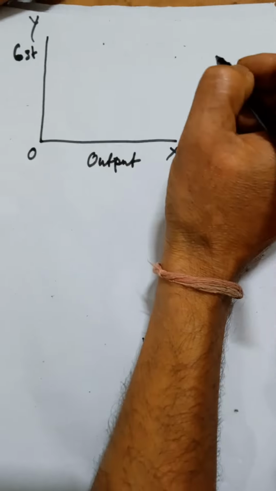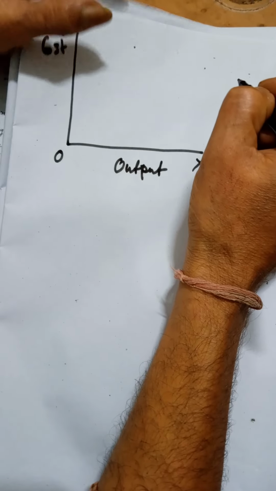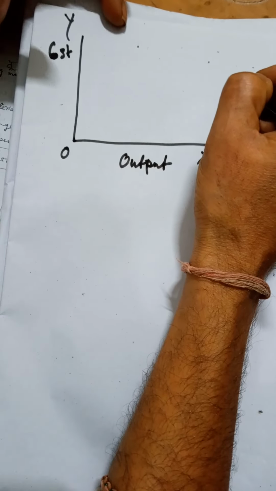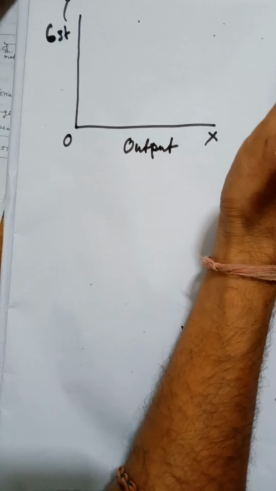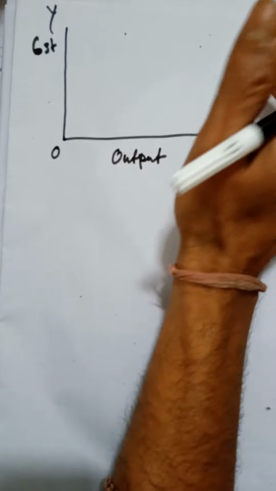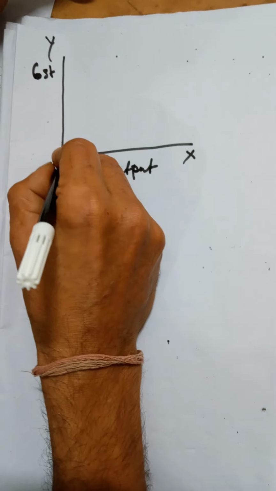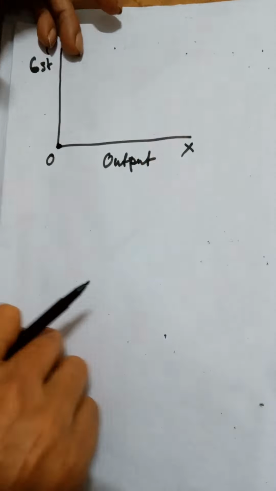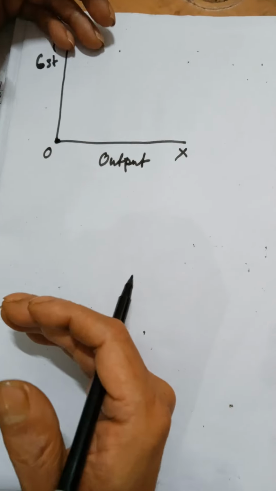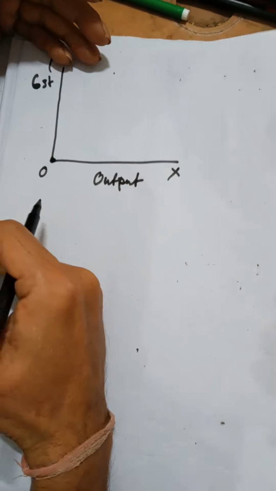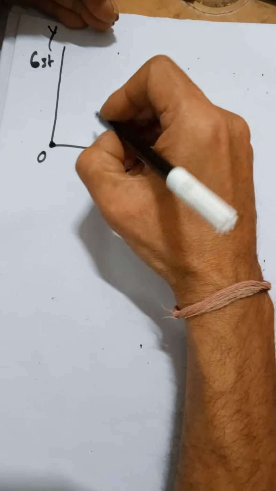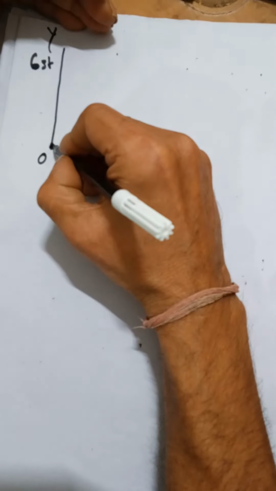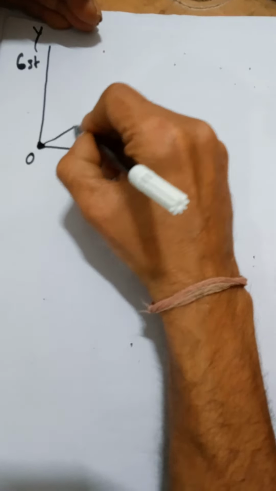Since variable cost or direct cost directly varies with output, if there is no output, then there is no variable cost or direct cost or prime cost. So at zero output, the variable cost will be zero. So the variable cost line starts from the origin, and since variable cost or prime cost or direct cost directly varies with output, the variable cost curve or the direct cost curve will be an upward straight line like this.